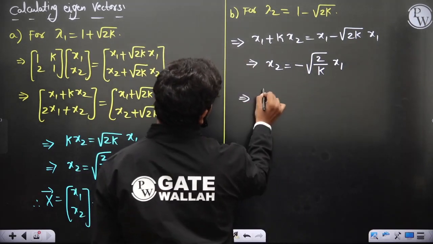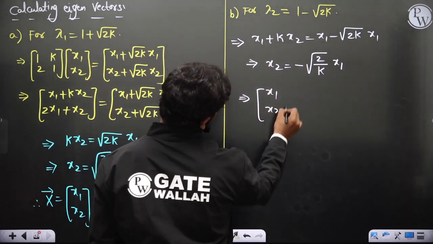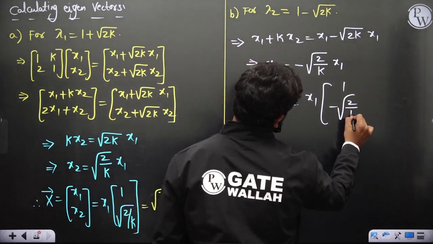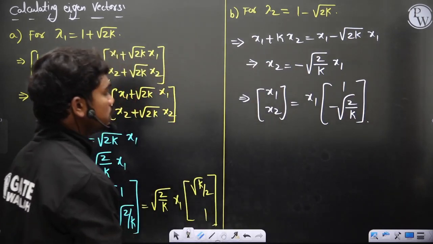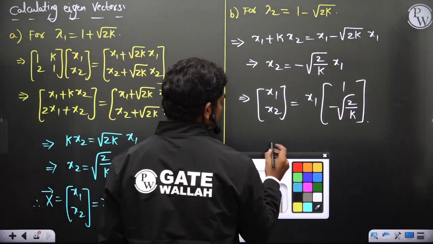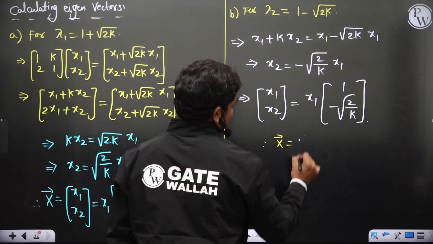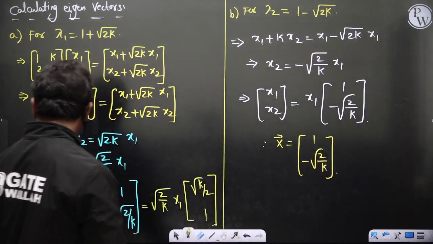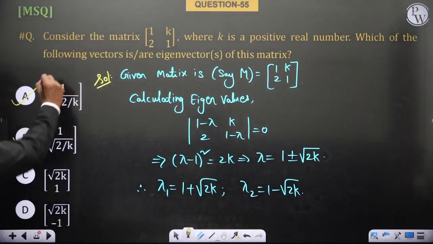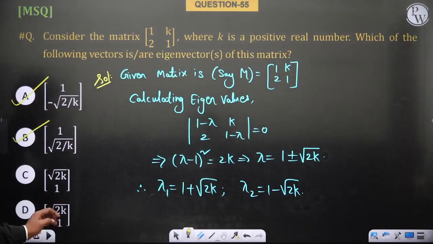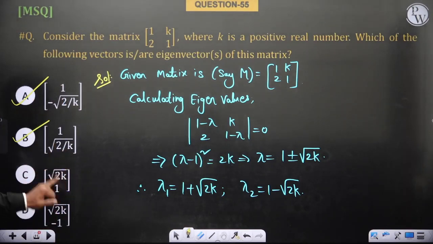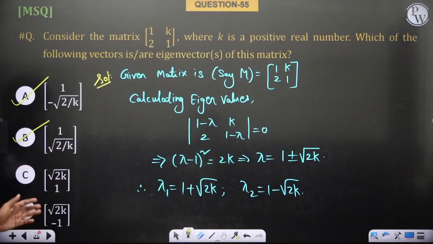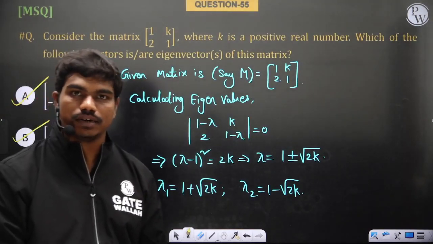So this implies eigenvector [x1; x2], if you take x1, is [1; minus root (2 by k)]. That's it. Therefore the eigenvector in this case is [1; minus root (2 by k)], of course. So this option A is also correct, but C and D are wrong, because if you try to take root (2 by k) out, you would have got root (k by 2), but not 2k. So there is no chance that C and D can be eigenvectors. So ultimately A and B are the correct answers in this case. Thank you.